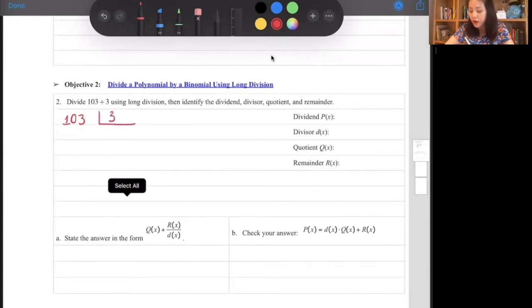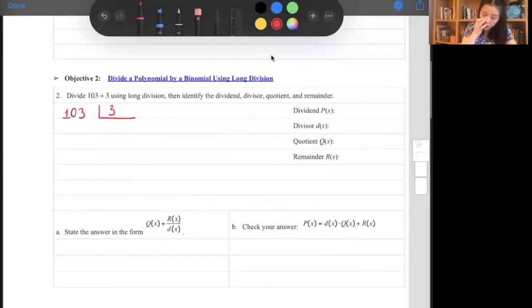Now, I know that some of you may have a different setup, but this is how I was taught to set up. So I'm going to do what I'm comfortable with, and so should you, right? Okay, so 103 divided by 3.